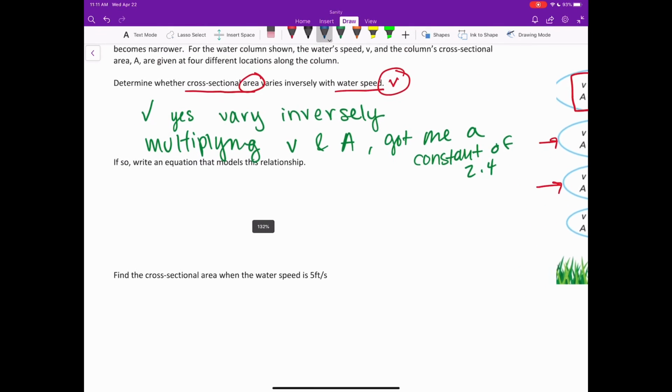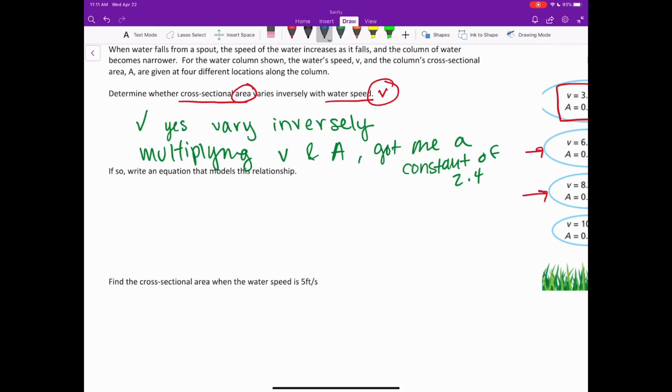If I want to write an equation, I know that these two have to be inverse. So, and again, what did we just do? We just did velocity times my area, my cross-sectional area, equaled about 2.4. Let's just divide by one of our variables and solve for one of them. I'm going to solve for A, so I'm going to divide by V on both sides. That cancels out. And I'm just left with A equals 2.4 over V.